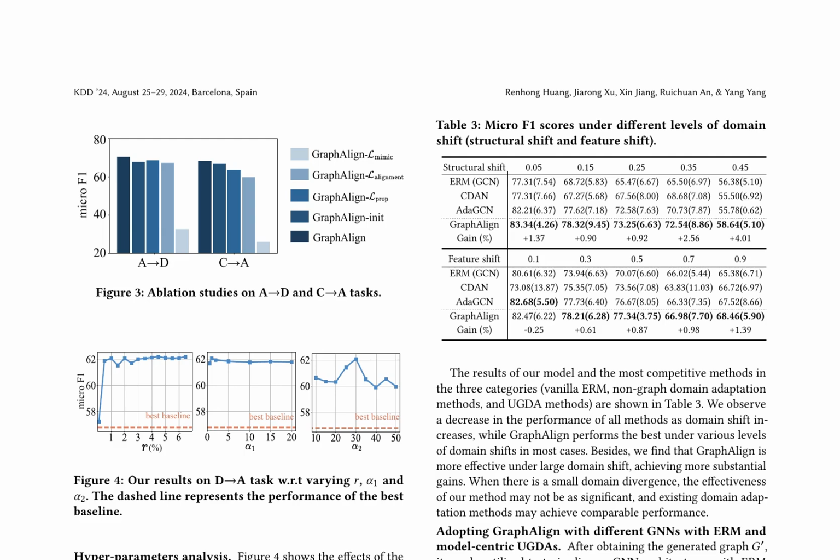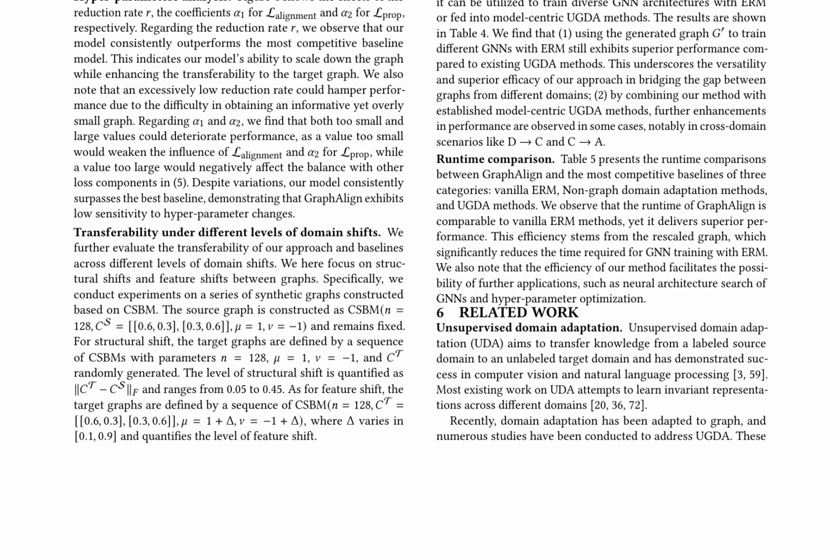Extensive experiments on 6 transfer scenarios demonstrate that GraphAlign outperforms various baselines, including vanilla ERM, non-graph domain adaptation methods, and UGDA methods, with an average improvement of plus 2.16% over the best baseline. Ablation studies validate the effectiveness of each component in GraphAlign, including the initialization strategy, the alignment principle, the gradient matching strategy, and the preservation of graph properties. The analysis of hyperparameters shows that GraphAlign consistently outperforms the best baseline model across different settings.